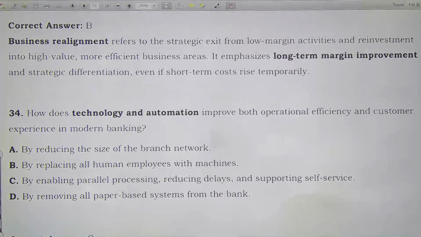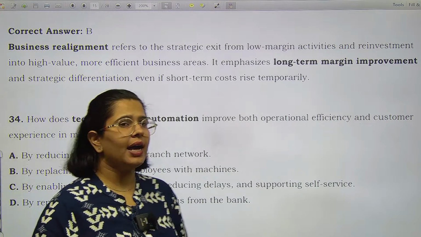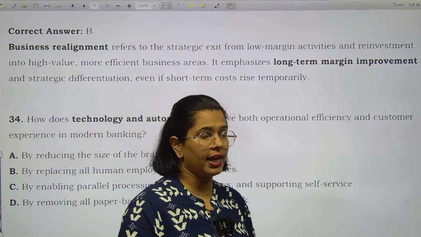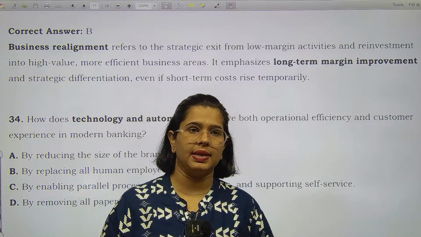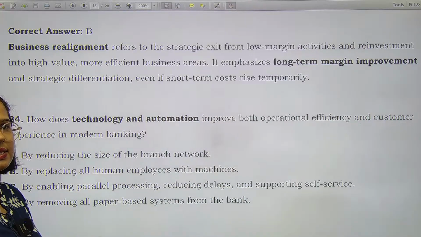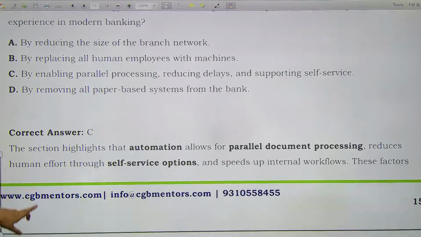Now, how does technology and automation improve both operational efficiency and customer experience? So by enabling parallel processing, reduced delays and supporting self-services. Like you might have seen, there are chatbots in the banking industry. They help you out in case the customer service executives are busy. So yes, supporting self-services, these are the tech enabled options that are helping to increase the efficiency and the customer experience.